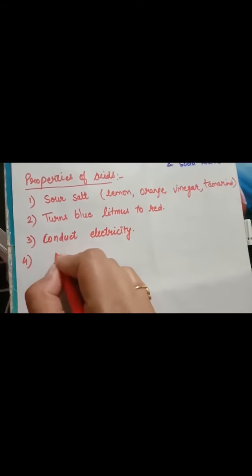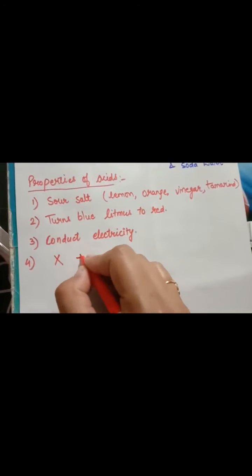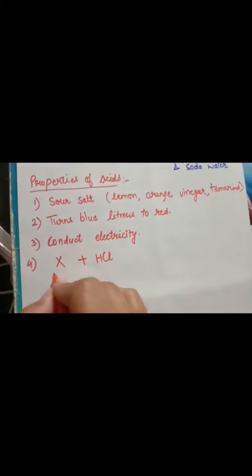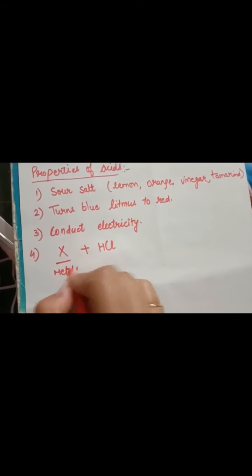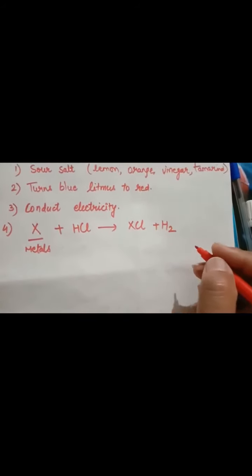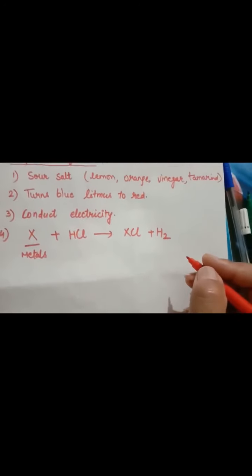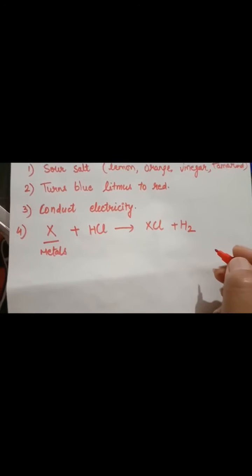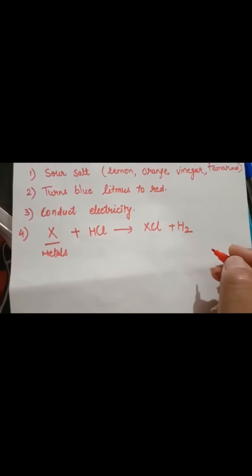Next, our fourth property: acids like HCl or H2SO4 react with metals to form metal salts and hydrogen gas, which we have done in my previous videos related to chapter 1. Those who have not seen those videos, please subscribe to my channel and see those videos so that you can learn from them.